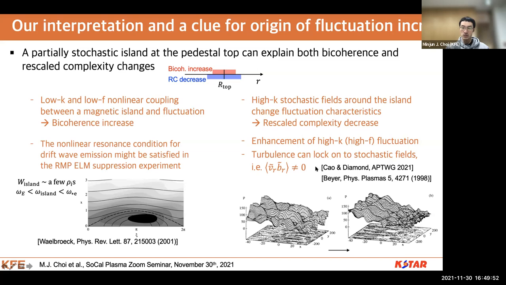And this was motivated by a recent work by Mingu Kao and Professor Diamond. They show that the high k fluctuation can arise from the coupling between the low k island and the high k stochastic field, and low k fluctuation and the high k stochastic field. So this would explain the decrease of rescaled complexity in the high frequency component. They also found that high k turbulence can lock onto the high k stochastic field, so its behavior would be more stochastic, as we observed in the rescaled complexity analysis. So this is about the T fluctuation analysis near the pedestal top.